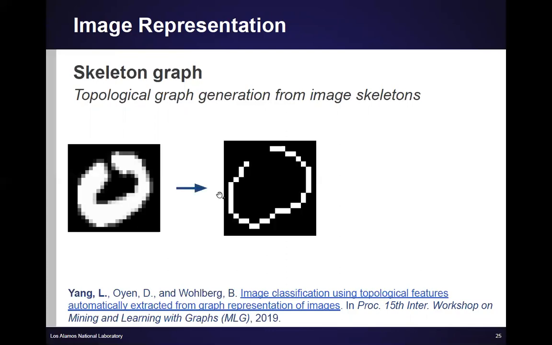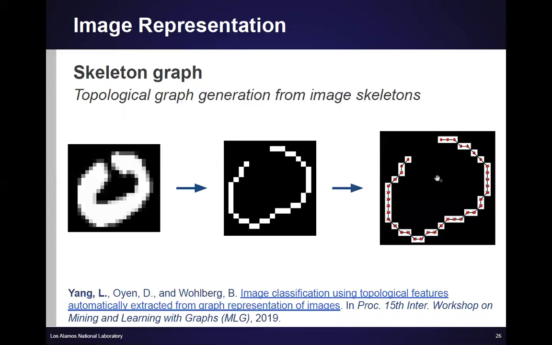This is the input example, then we generate the image skeleton. Then we generate a skeleton graph from the image skeleton. The skeleton graph is generated from the image skeleton this way: for each pixel in the skeleton, we use a node to represent it. Then if two pixels are neighbors, we use a line to connect them. For example, if these two pixels are neighbors, we use a line to connect them. Does this make sense? Okay, you can see it's a simple image representation, but you will see it's very useful and effective.